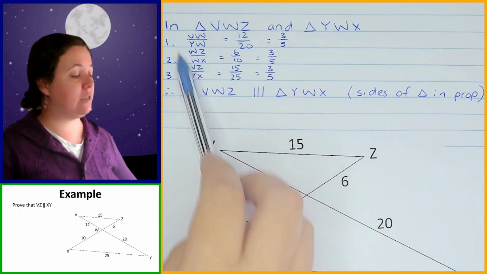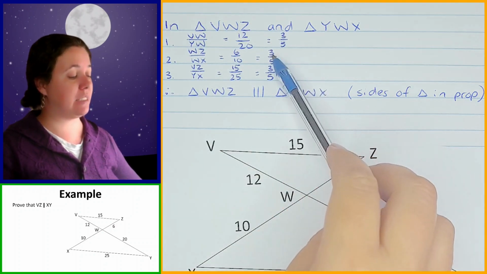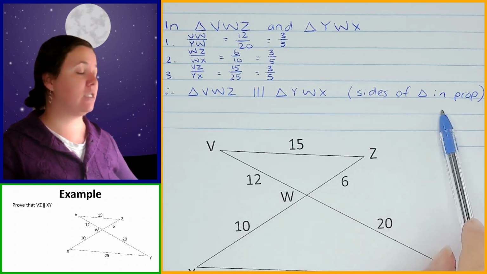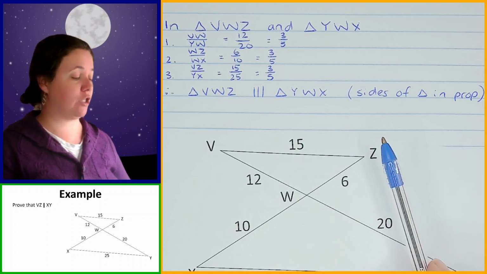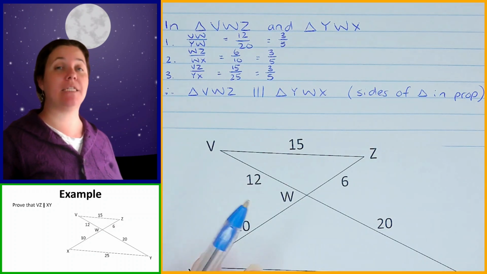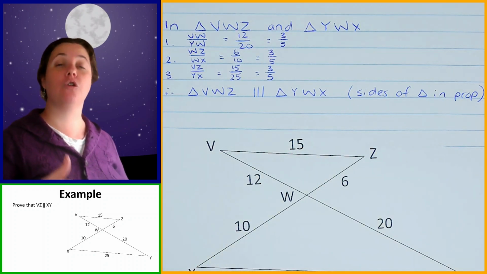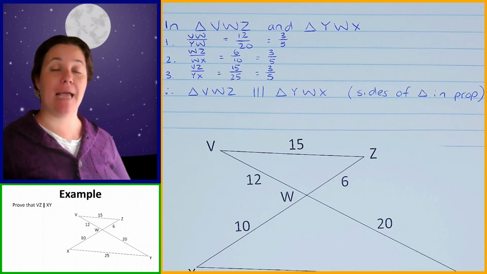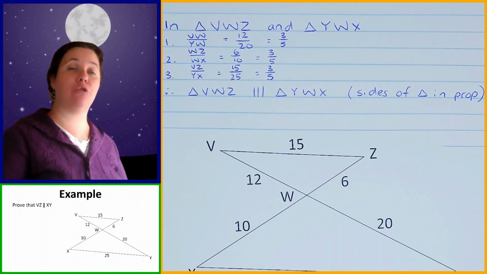Okay, so once you've done that and ended up with the same fractions for each, you can then say that they are similar because the sides of the triangles are in proportion. Once you've done that, you can then go and draw conclusions. Just like we can when we're proving similarity using the angles, we can then go and say that the sides are in proportion.